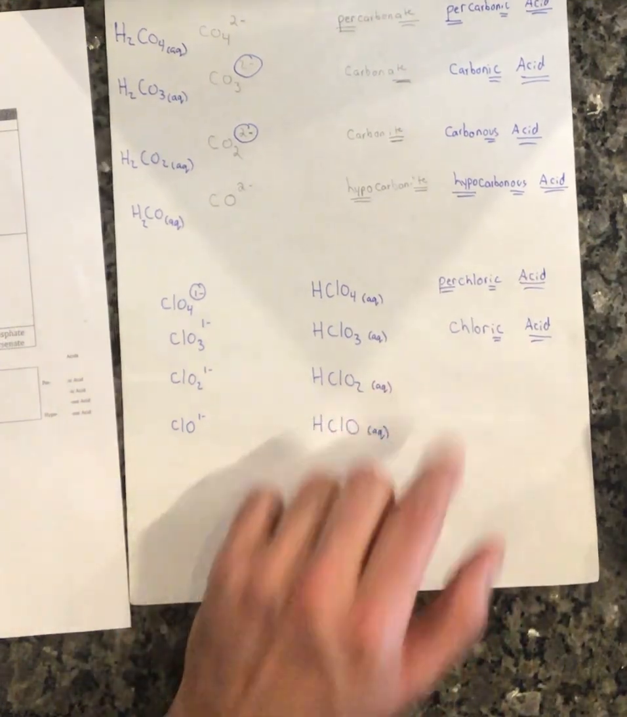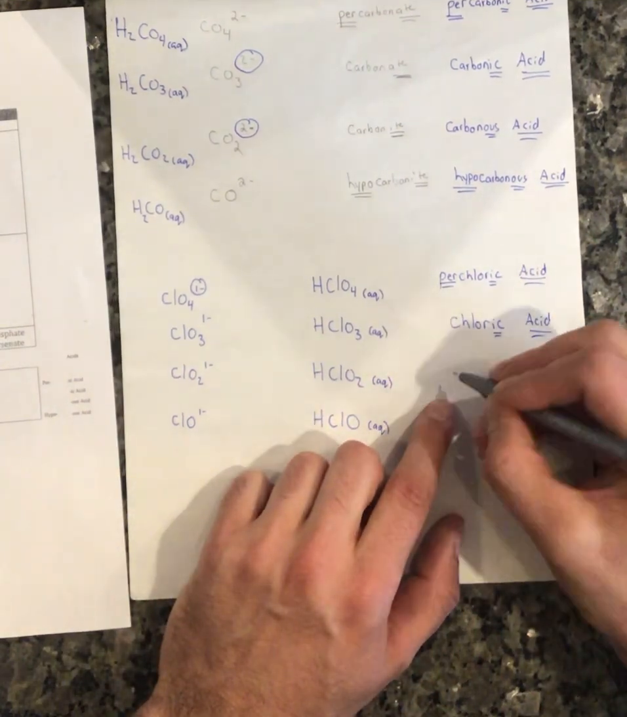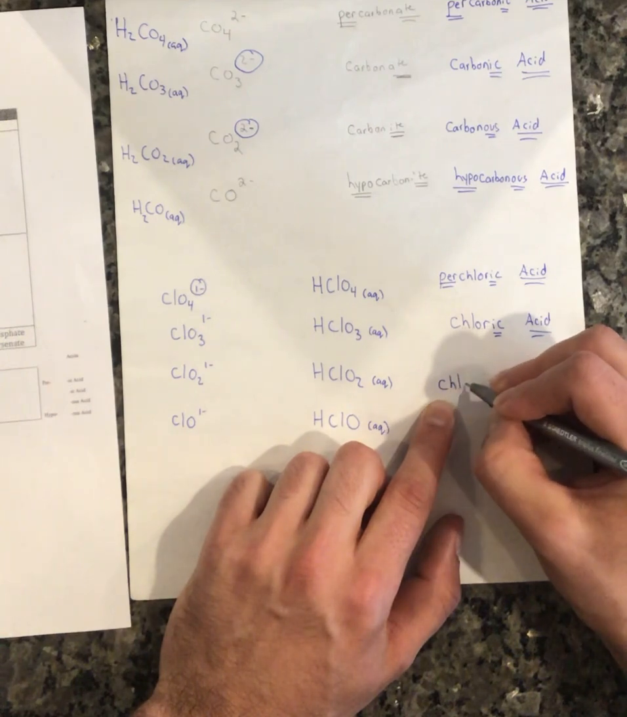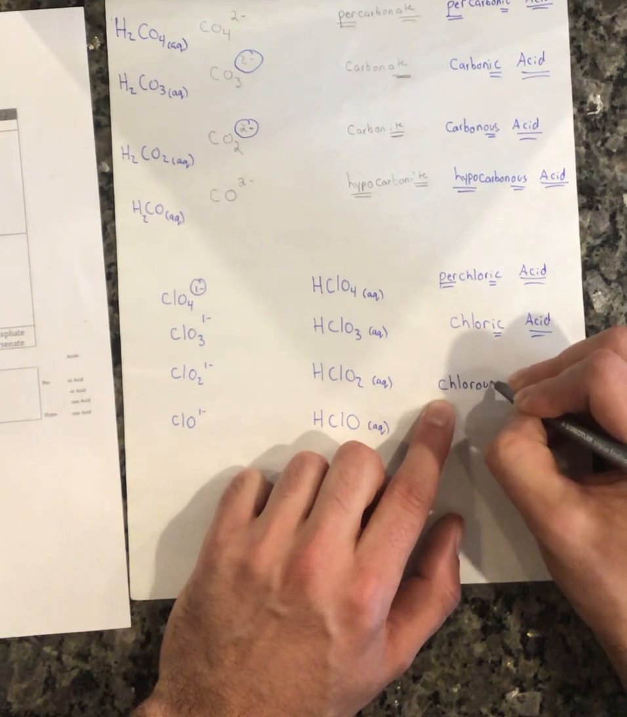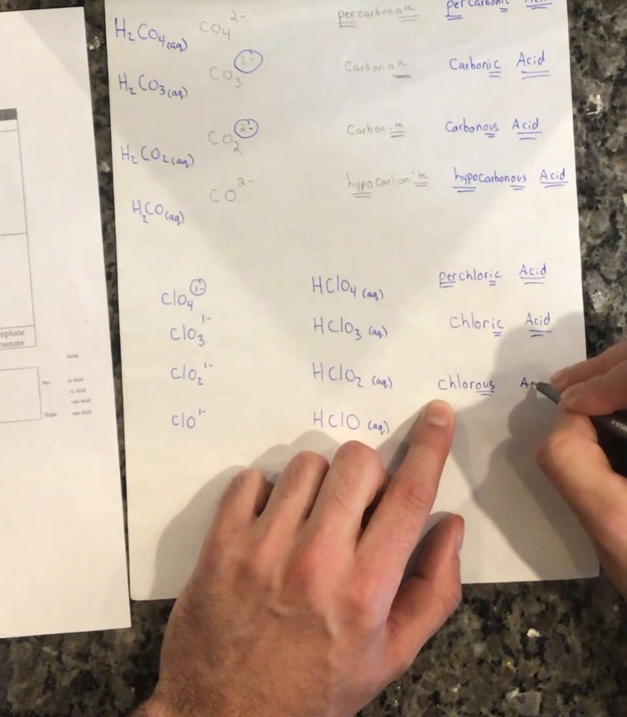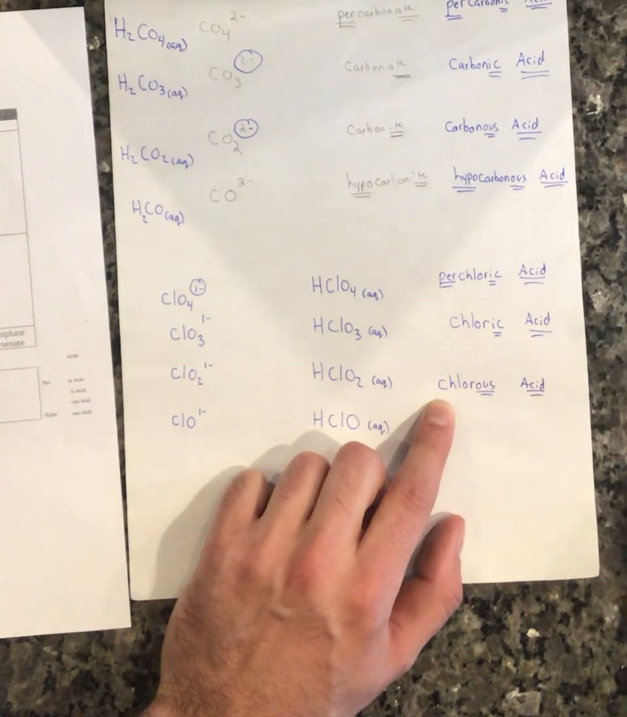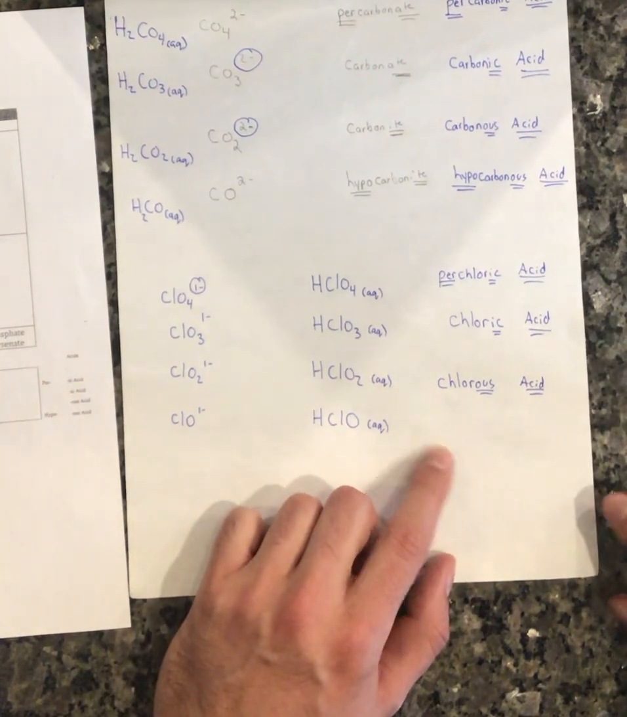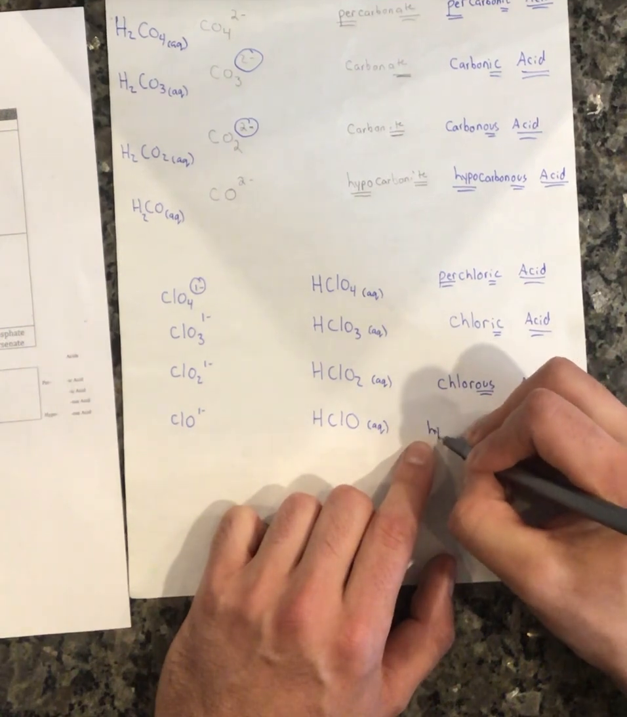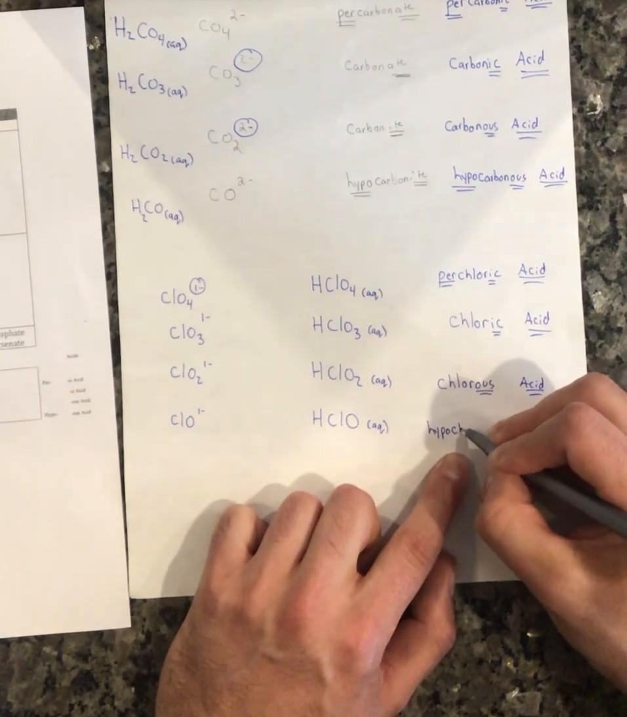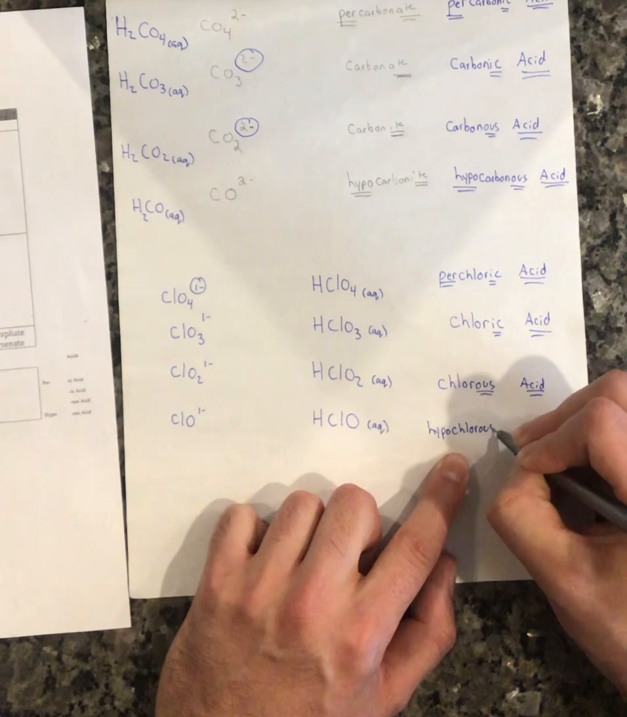I have 1 less. So now this is going to be chlorous, O-U-S acid. And then I have the last one here. So this is my hypochlorous acid.